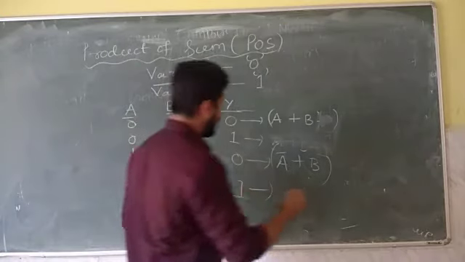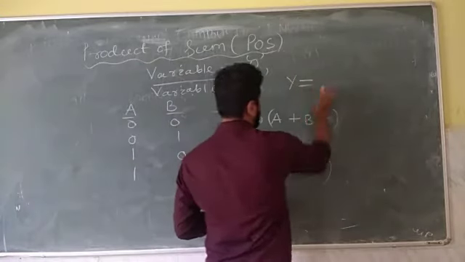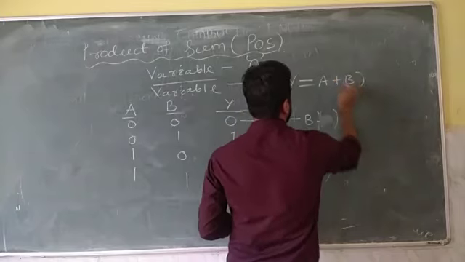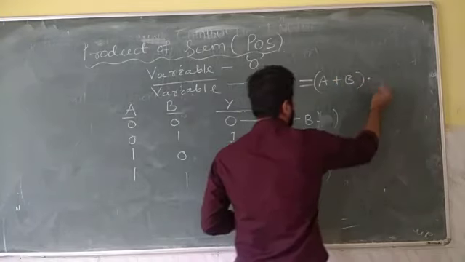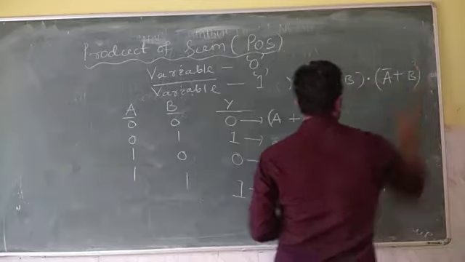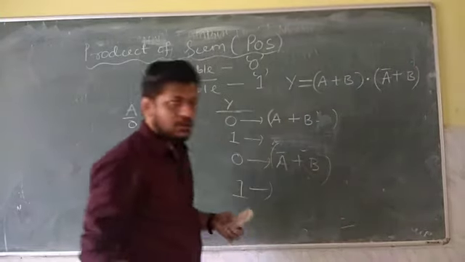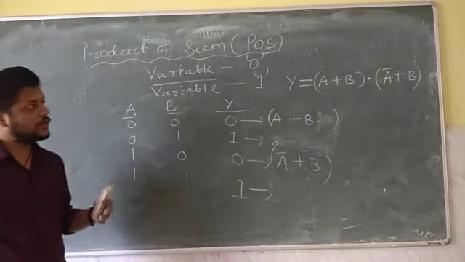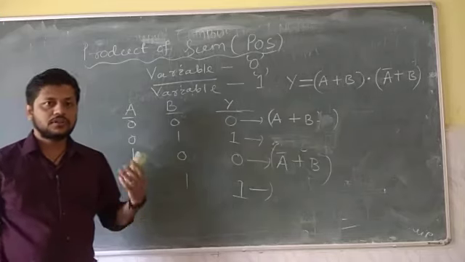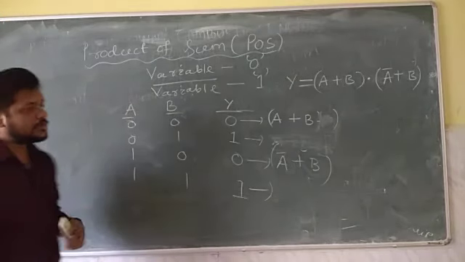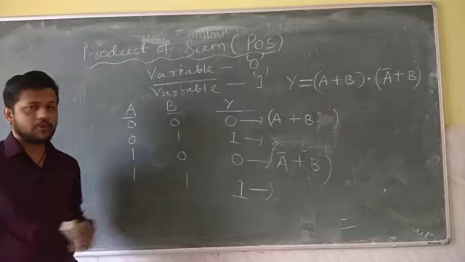So final output, how to write? I am writing here y is equal to A plus B and A bar plus B. So this is your canonical standard product of sum form. In this way, we will write the product of sum expression directly from the truth table.